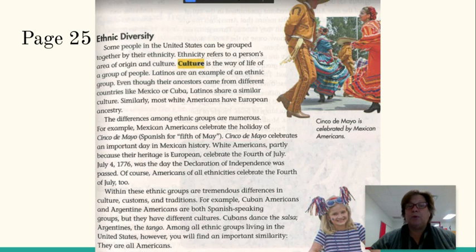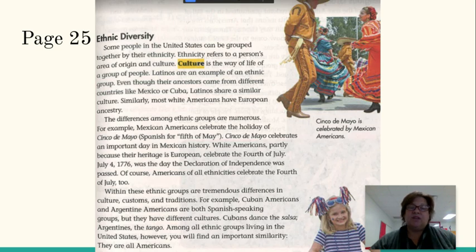For example, Mexican Americans celebrate the holiday of Cinco de Mayo, Spanish for 5th of May. Cinco de Mayo celebrates an important day in Mexican history. White Americans, partly because their heritage is European, celebrate the 4th of July because the 4th of July was the day the Declaration of Independence was passed. Of course, Americans of all ethnicities celebrate the 4th of July too.